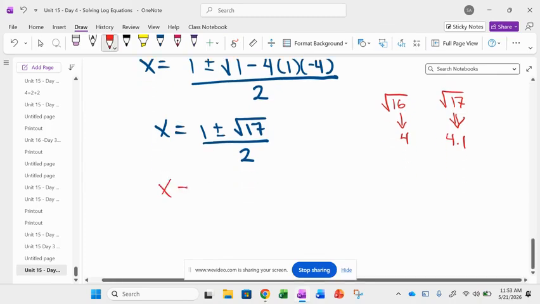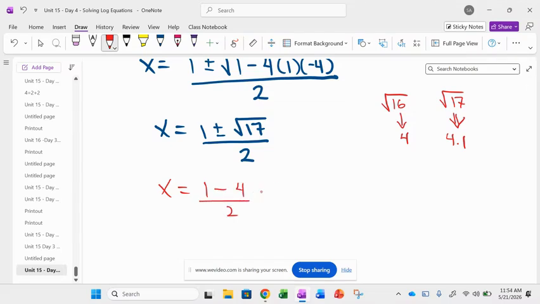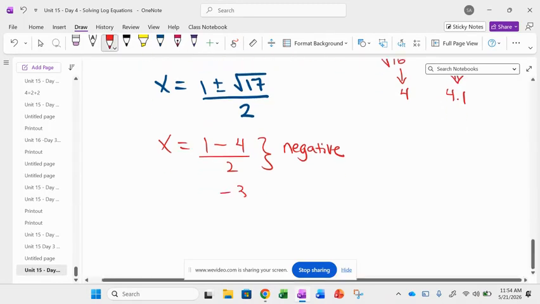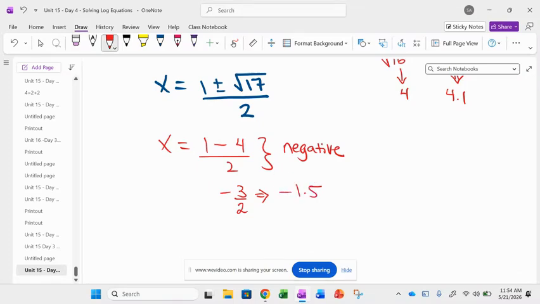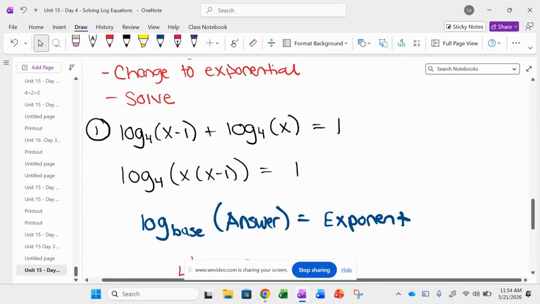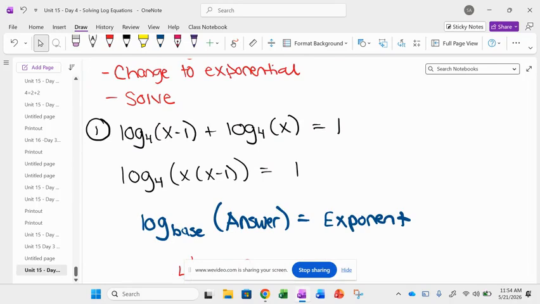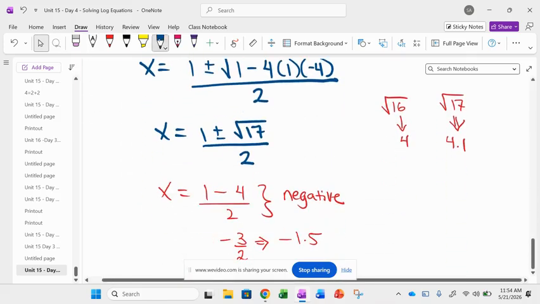So if I have x equals 1 minus 4 over 2, is this going to be a positive or negative number? This is negative. So now when I have this negative number, it's around negative 3 halves, which is about negative 1.5, right? About negative 1.5. So when I go to plug into the original problem, if I had negative 1.5 minus 1, isn't that still a negative number? So can I have the negative version of this radical? No, I'm going to reject this negative version.